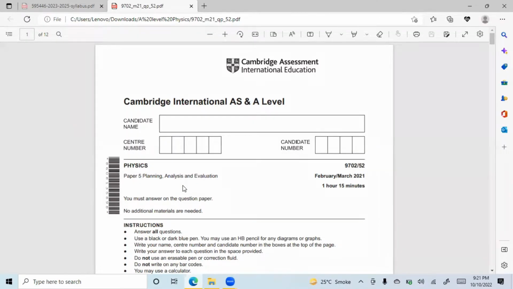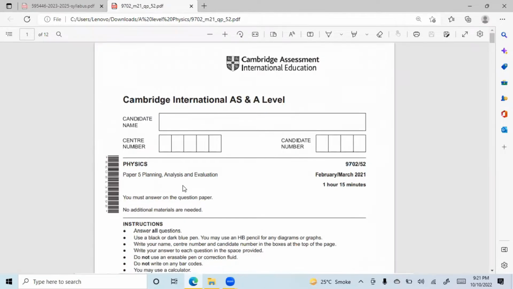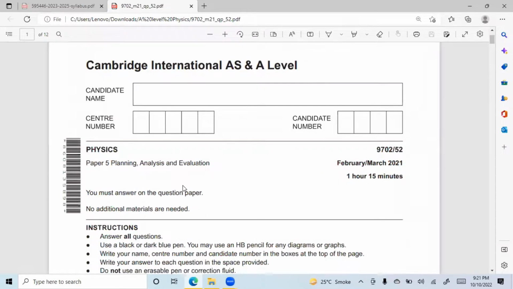See, this is the paper that we have, and in this particular paper, it's a 1 hour 15 minutes paper. The total marks are 30. There are 2 questions that you have to do. Each question is of 15 marks. The total time is 1 hour 15 minutes. You have to allocate the time in such a way that you are able to complete it on time. I would recommend 37.5 minutes on question 1 and 37.5 minutes on question 2.